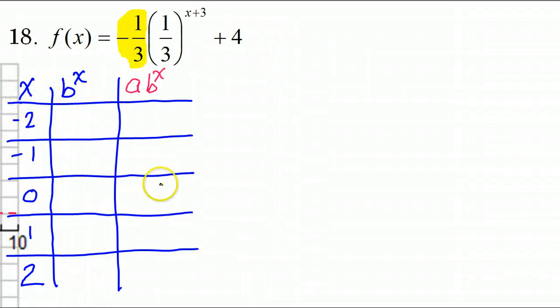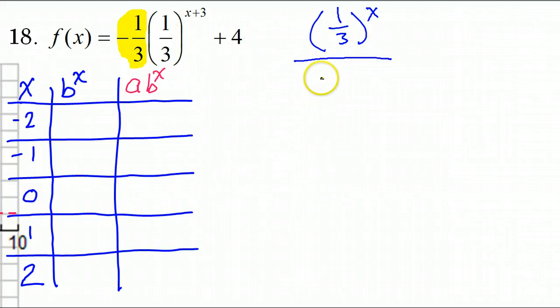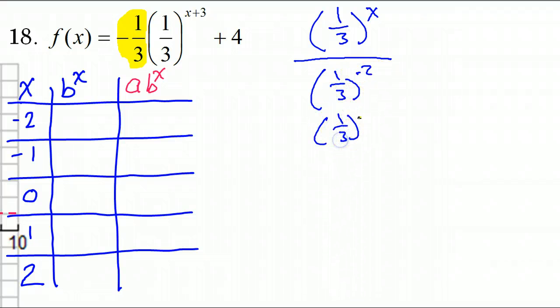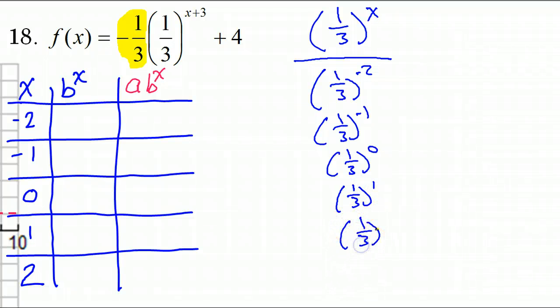All right, so here's my 3-column chart ready to go. First, we need to do the parent function, b to the x power, which in this case is 1/3 to the x power. So that means I'm going to be doing 1/3 to the -2 power, 1/3 to the -1 power, 1/3 to the 0 power, 1/3 to the 1 power, and 1/3 squared. When you have a fraction with a negative power, you do the reciprocal. The reciprocal of 1/3 is 3. And then I'll have a positive 2 power, which is 9.